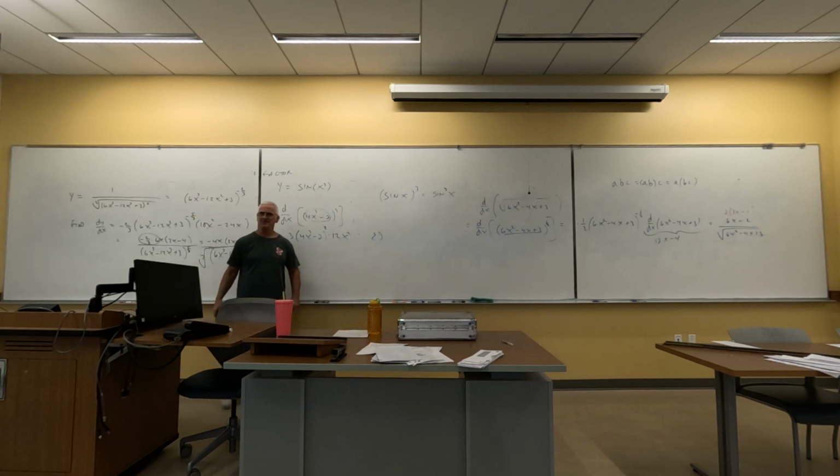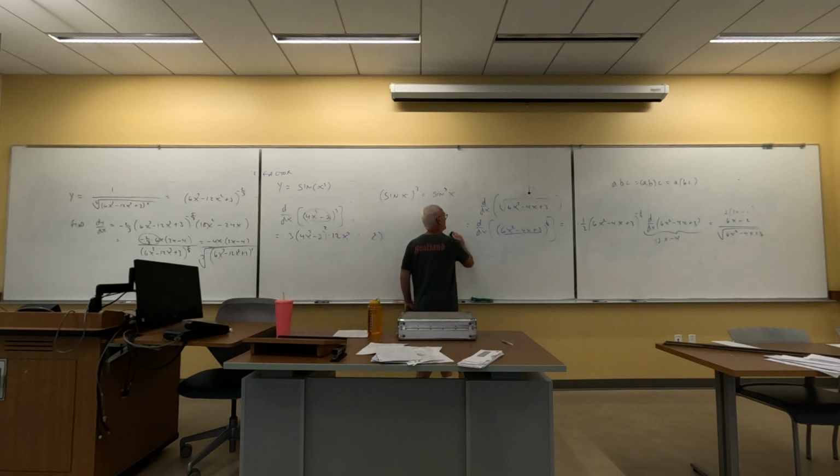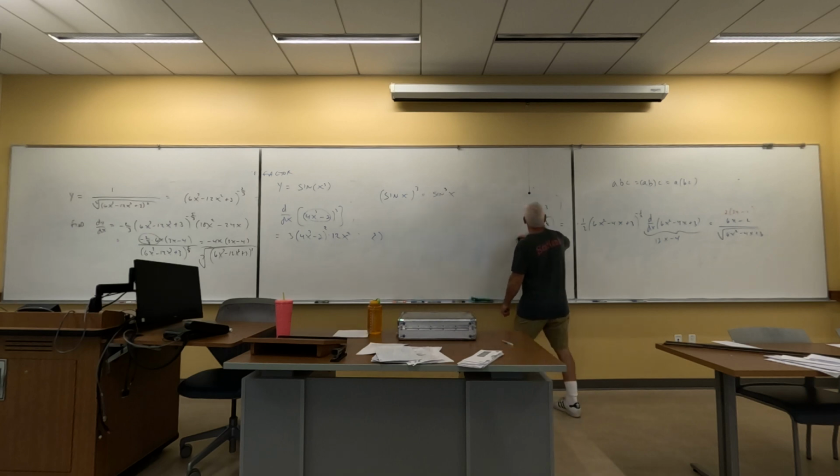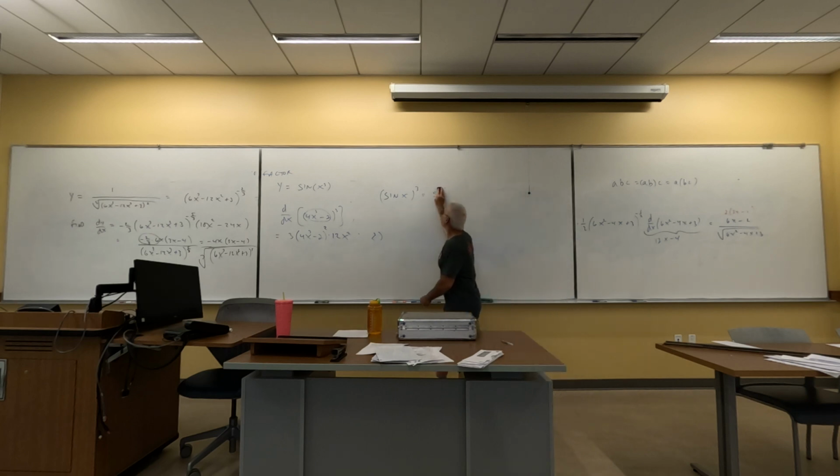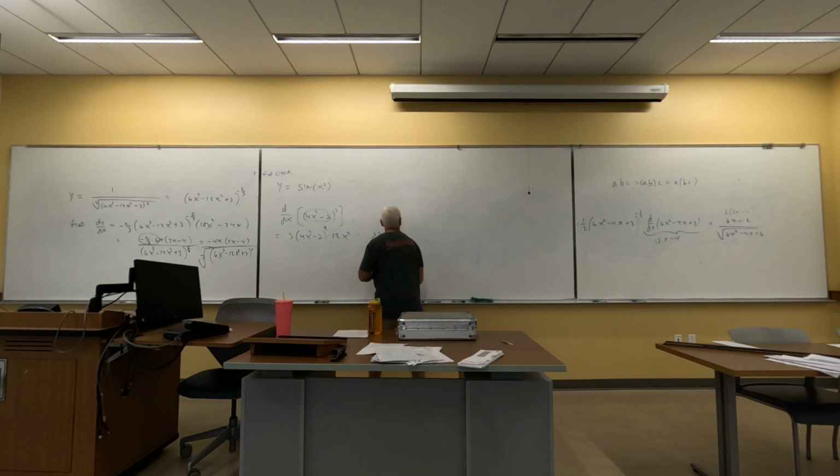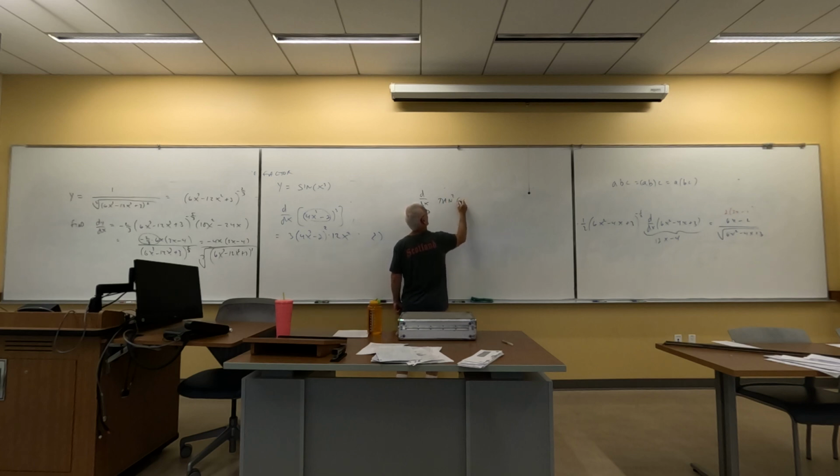You guys kind of getting the hang of this? You said, this isn't the worst thing ever. Okay. I want to take the derivative of the tangent squared of 2x cubed.